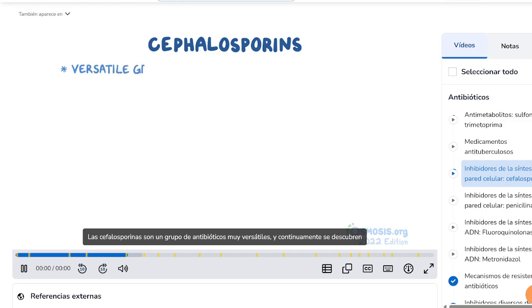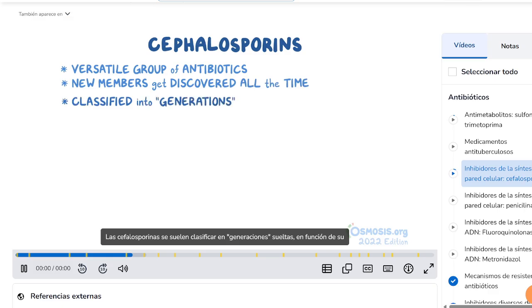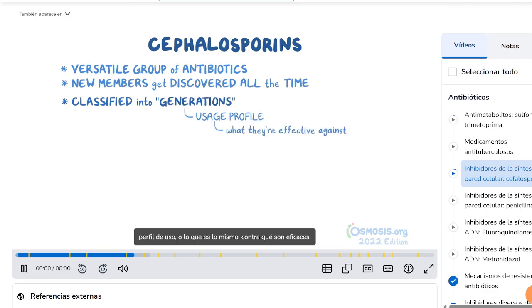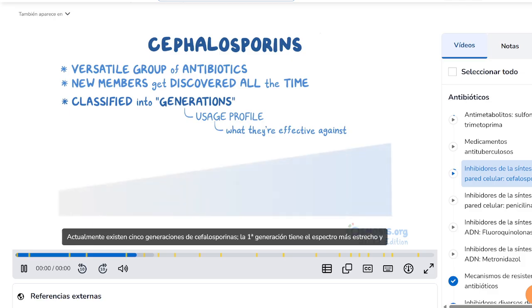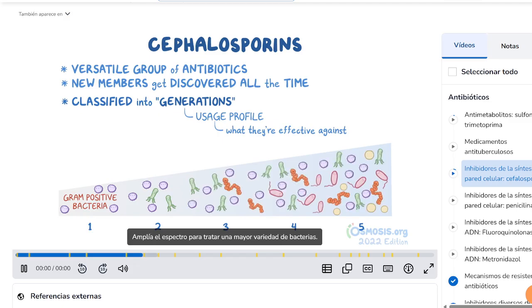Cephalosporins are a very versatile group of antibiotics, and new members of the family get discovered all the time. Cephalosporins are usually classified into loose generations, depending on their usage profile, or simply put, what they're effective against. It's important to know that generations are not age-related. There are currently 5 generations of cephalosporins. The first generation has the narrowest spectrum, and is mainly used to treat gram-positive bacteria. And generally, each successive generation expands the spectrum to treat a wider variety of bacteria.